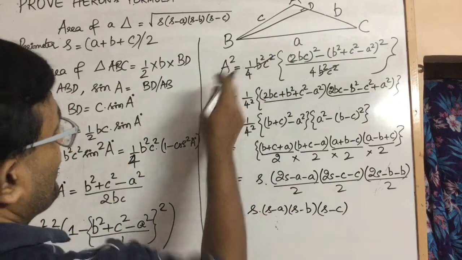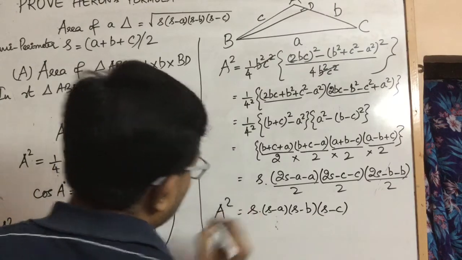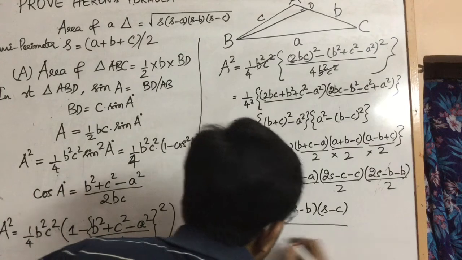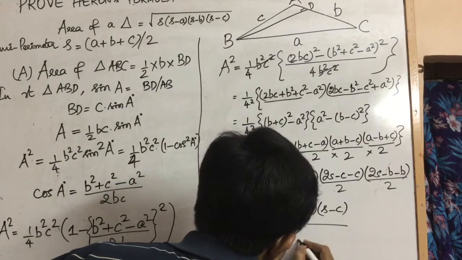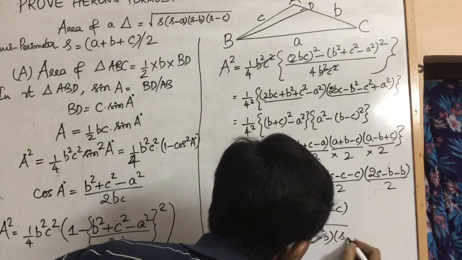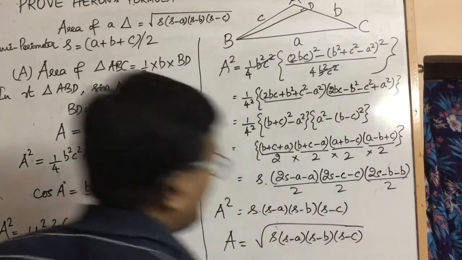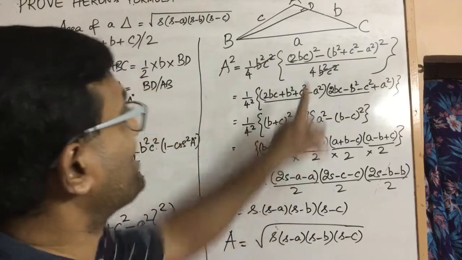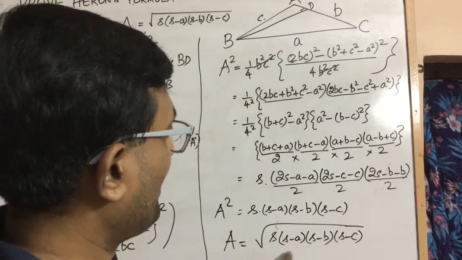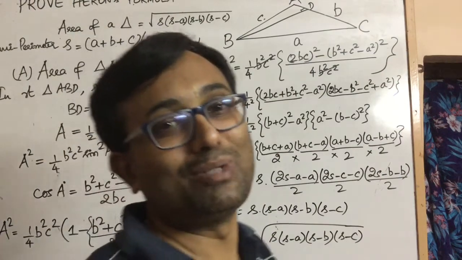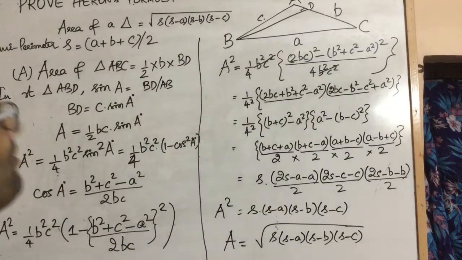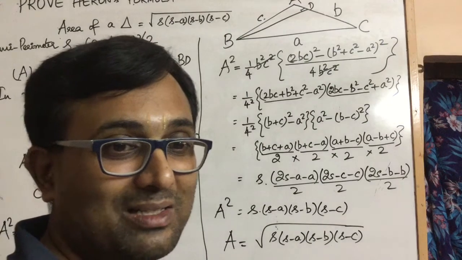Now if we remember, this is the square of the area of this triangle. Therefore, the area of the triangle would be simply the square root of S into S minus A into S minus B into S minus C, where S is the semi-perimeter of the given triangle, that is A plus B plus C divided by 2. A, B and C are the individual side lengths. And thus we prove this beautiful Heron's formula.